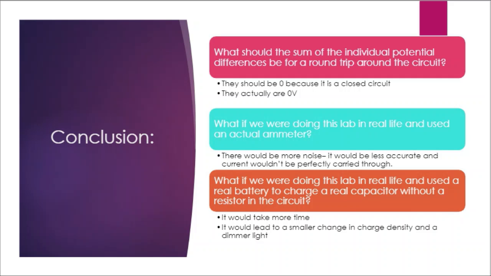What if we were doing this lab in real life and used a real battery to charge a real capacitor without a resistor in the circuit? It would take more time, it would lead to a smaller change in charge density and a dimmer light. Again, it wouldn't be a perfect circuit, and the ammeter and the wires wouldn't actually have zero resistance.